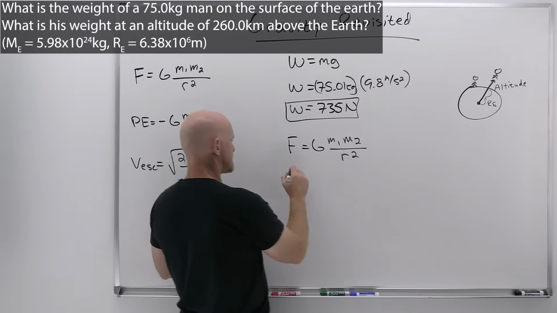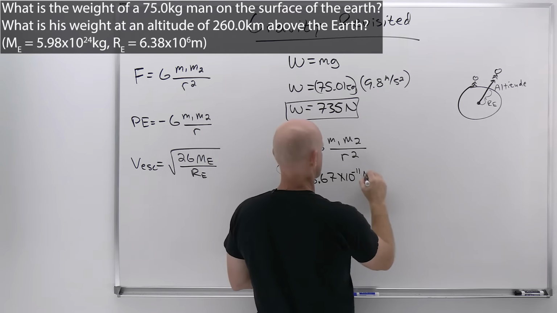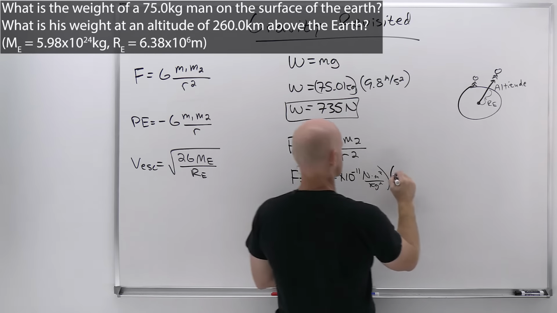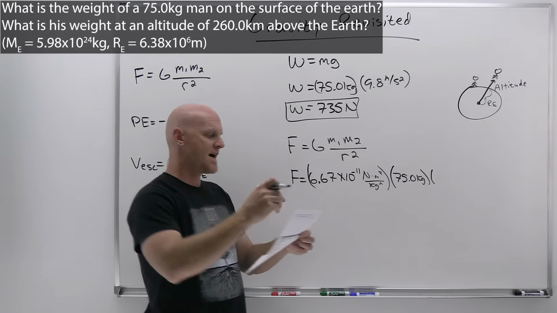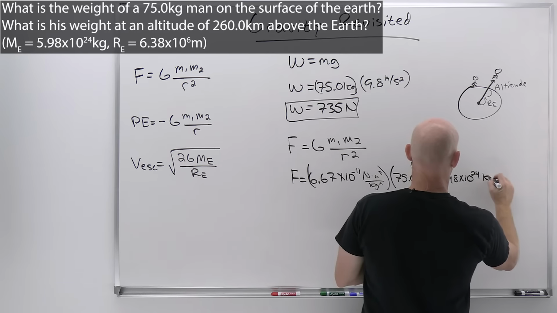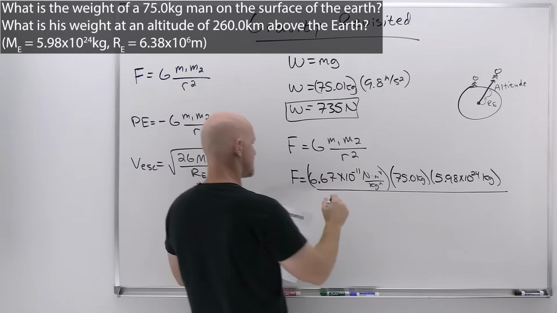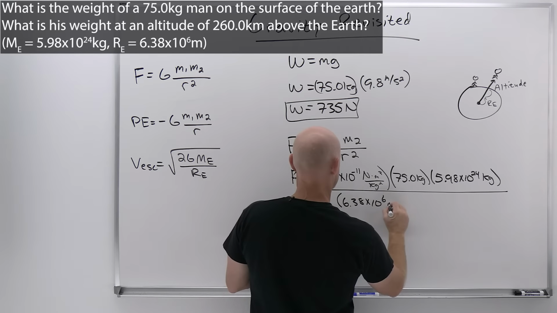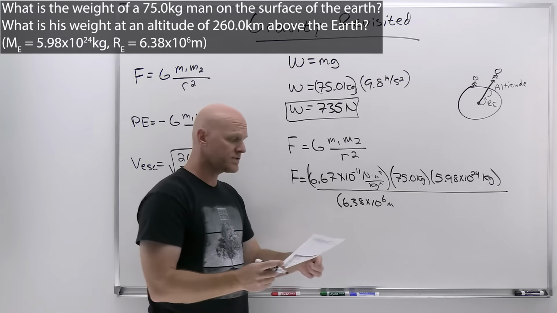All right, so in this case, force equals the gravitational constant, 6.67 times 10 to the negative 11 Newton meters squared per kilogram squared, times his mass, 75.0 kilograms, times the mass of the Earth, given in the problem as 5.98 times 10 to the 24th kilograms, and then divided by the distance of separation squared, which in this case is going to be the radius of the Earth, provided as 6.38 times 10 to the 6th meters, SI units, plus an additional 260 kilometers or 260,000 meters.